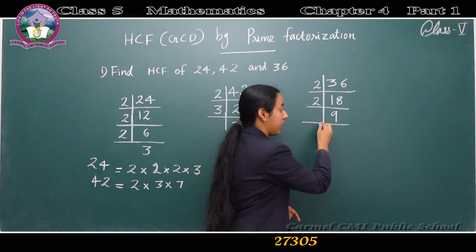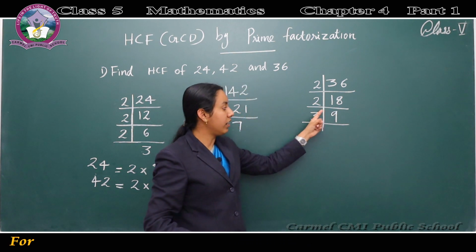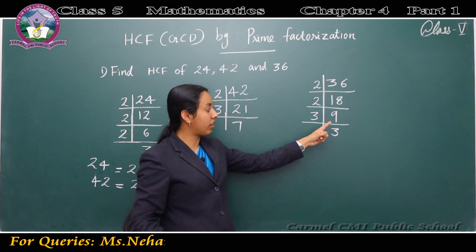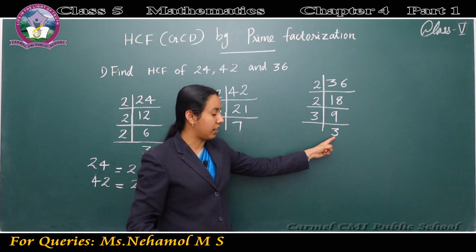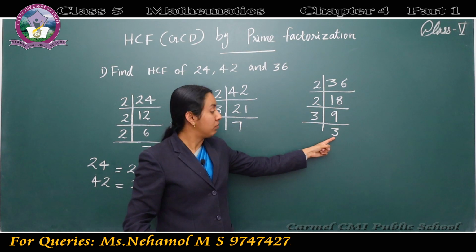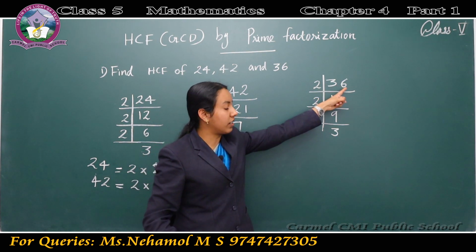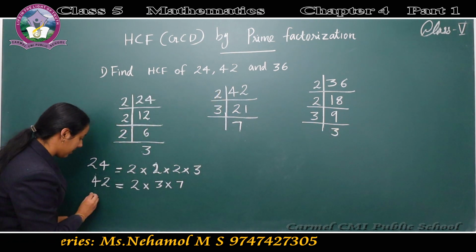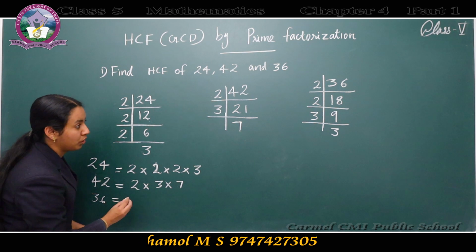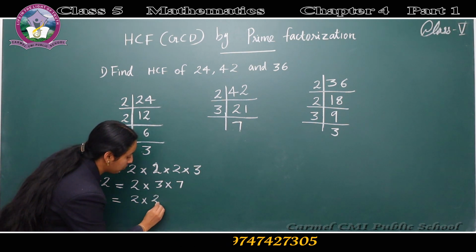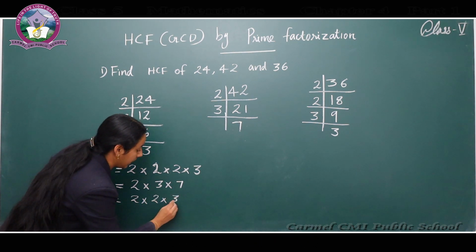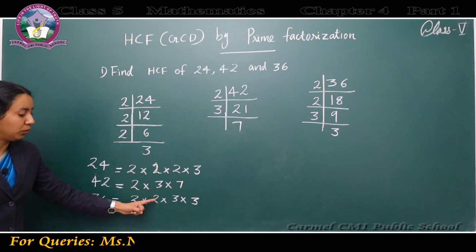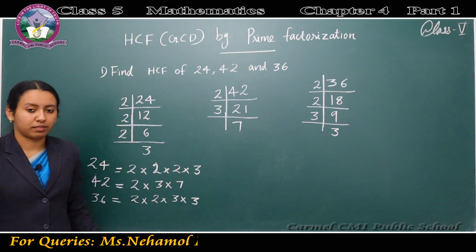Take the next prime number 3. 9 divided by 3 is 3. 3 3s are 9. So 9 divided by 3 is 3. Then we got a prime number here. We can stop the process and write 36 as the product of prime factors. 36 is equal to 2 into 2 into 3 into 3.